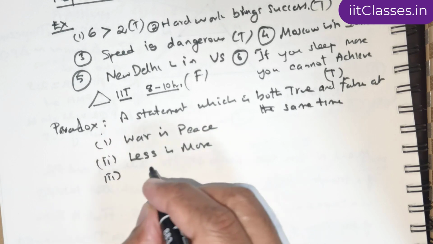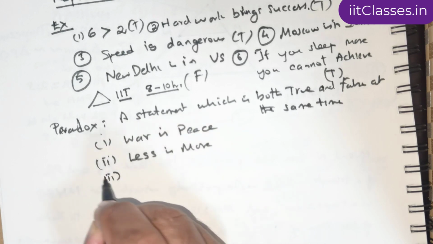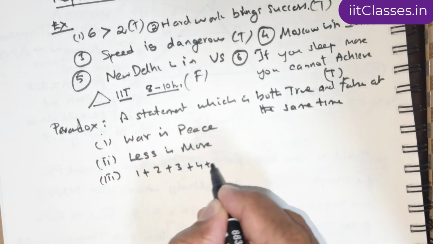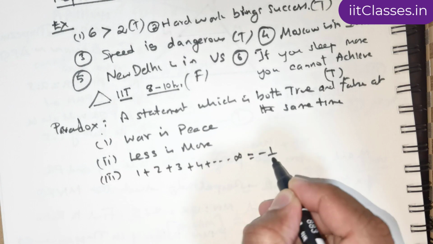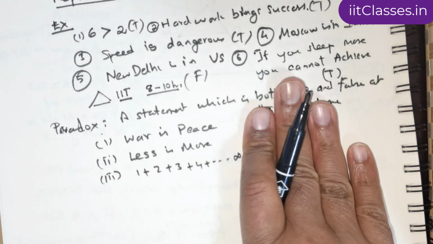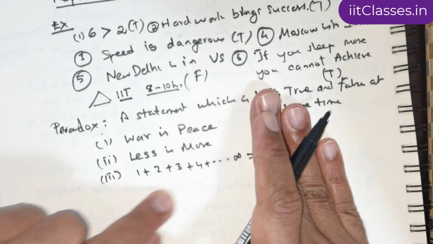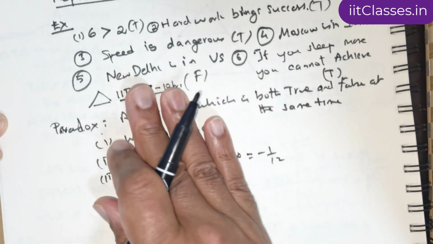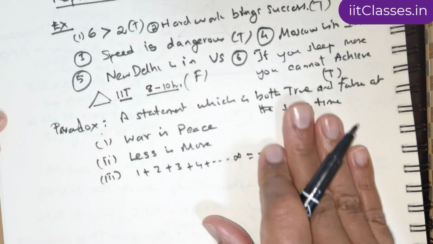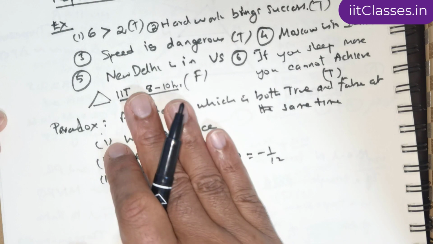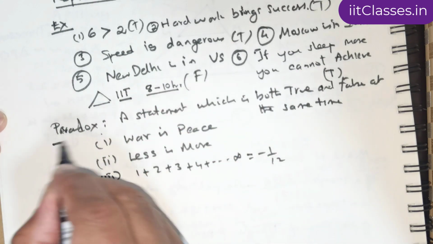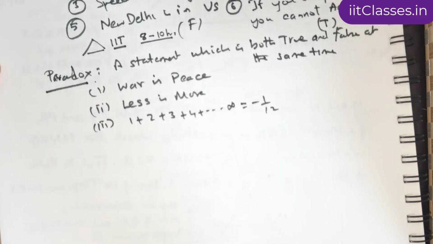Number 3, 1 plus 2 plus 3 plus 4 plus etc. plus infinity is equal to negative 1 over 12. What can you make out of this? Say for example, you see this, the left side is going up to infinity, and on the right side it is a quantity, it is a numeric value. Is it possible for us to represent infinity as a numeric quantity? No, but still we are able to represent. So that is why we call this a paradox.